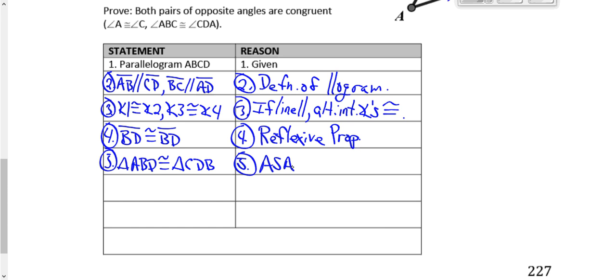Are we ready to state what they wanted us to prove? We got the triangles congruent. Can we state one of those things they wanted us to prove? Yep. Which one? Let's take the simple one. Give me a statement. Angle A is congruent to angle C.